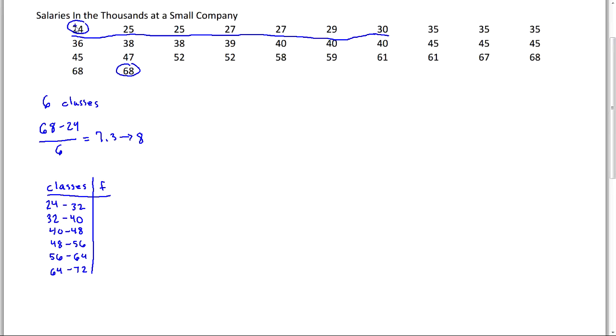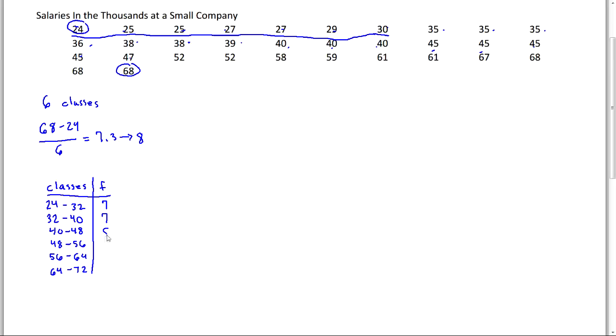I see 1, 2, 3, 4, 5, 6, 7. Okay, so a frequency of 7. That's not too bad, right? Now 32 to 40, not including 40. 1, 2, 3, 4, 5, 6, 7. Not including 40, right? 40 goes in the next group. 40 up to 48, not including 48: 1, 2, 3, 4, 5, 6, 7, 8.